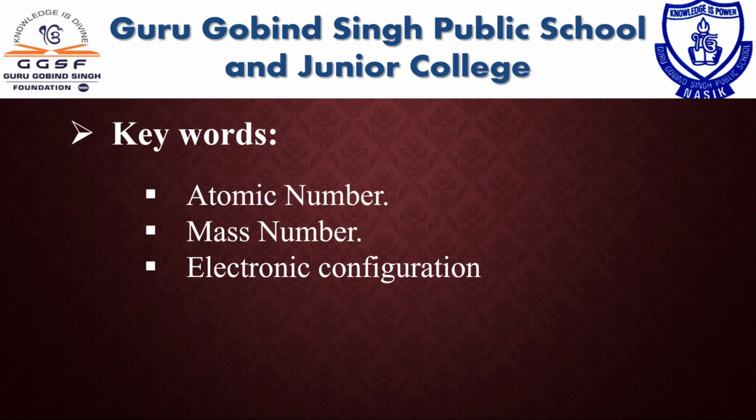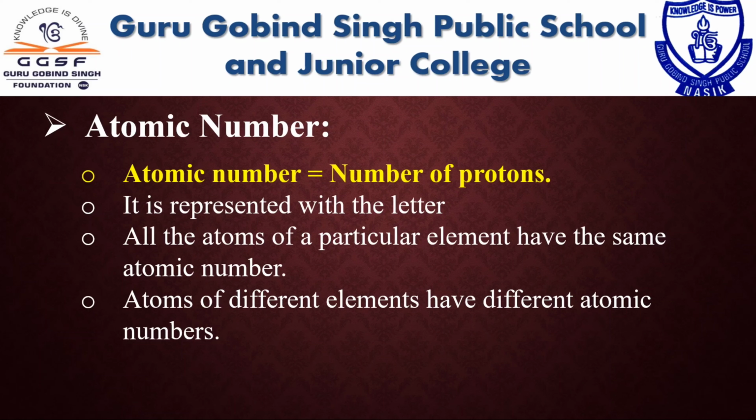Let's look at the term atomic number. Well, as you know, an atom consists of electrons, protons and neutrons. The number of electrons in the outermost shell gives us the valency of the atom. Similarly, the number of protons and neutrons are associated with the atomic number and mass number of the atom. Then, what is atomic number?